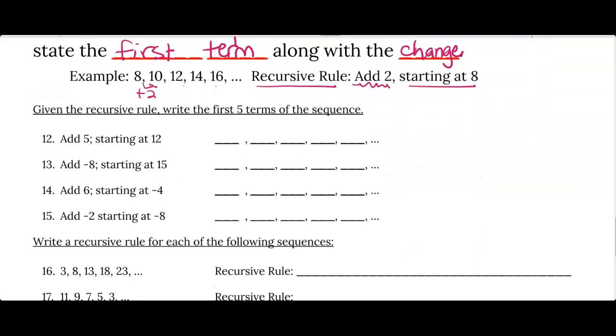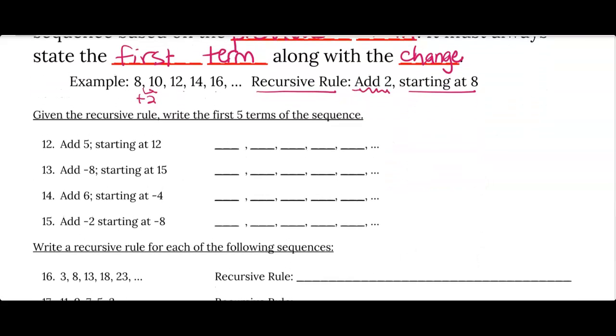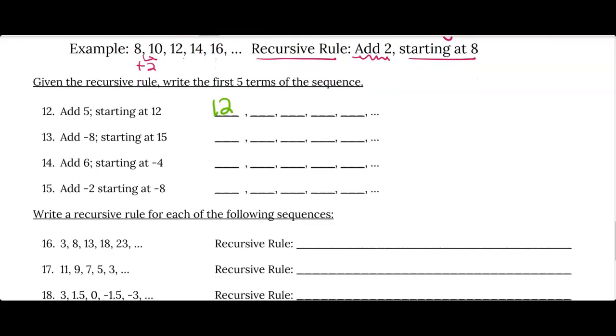So in these examples, I'm going to give you the recursive rule, and then you need to write the first 5 terms of the sequence. So looking at number 12, it's telling us that we need to add 5 starting at 12. So the starting number always goes in the first blank. It's the give me. It's the easy number. Then from there, we're going to add 5 to get the rest of our terms. So 12 plus 5 is 17. 17 plus 5 is 22. 22 plus 5 is 27. And 27 plus 5 is 32.